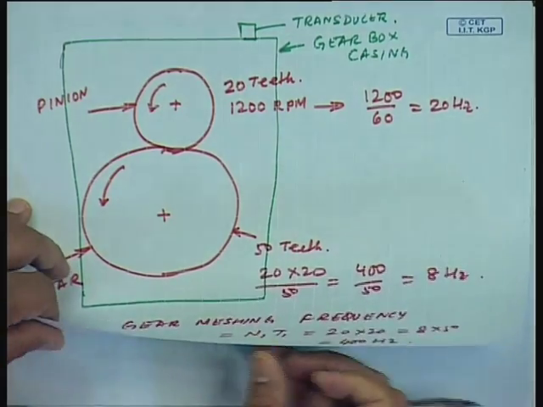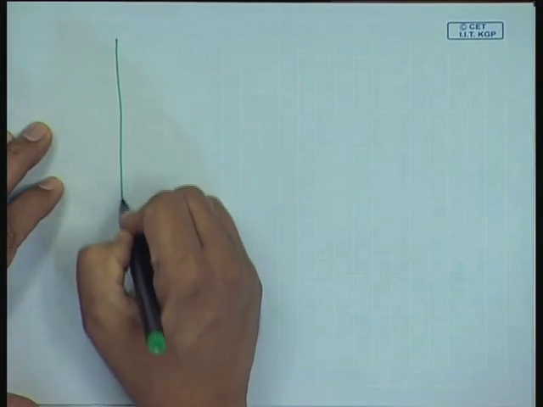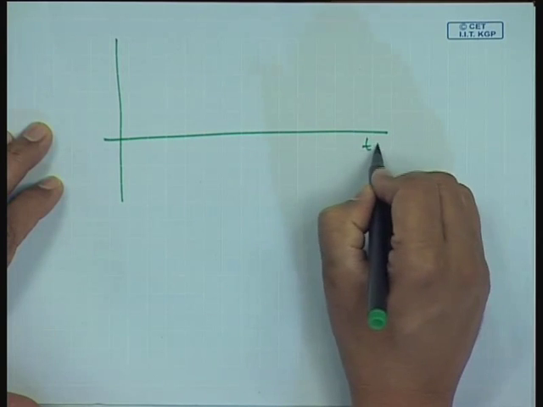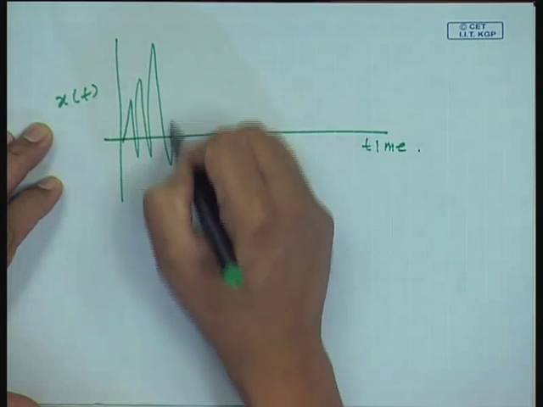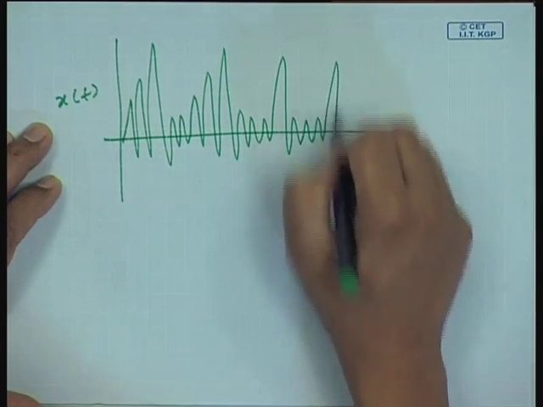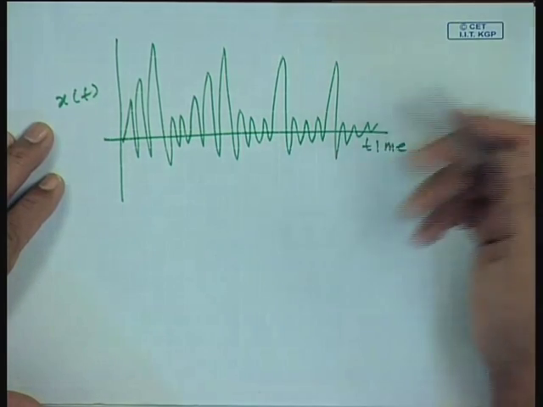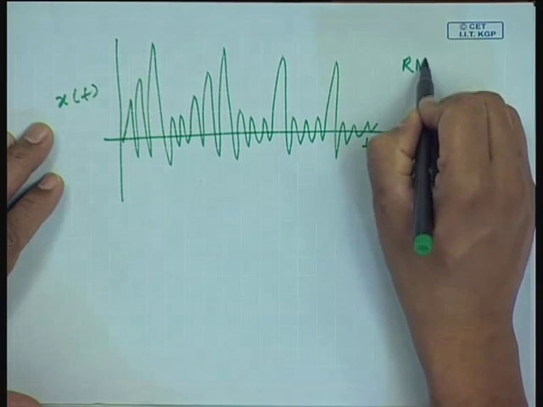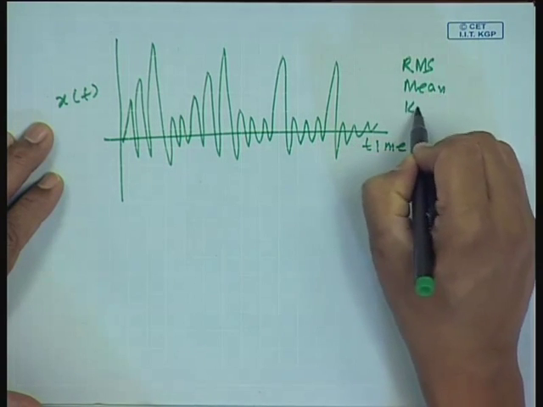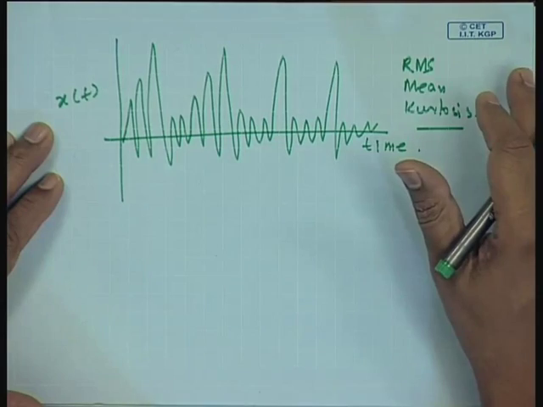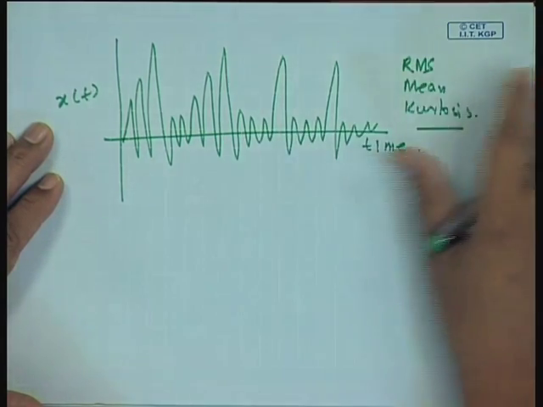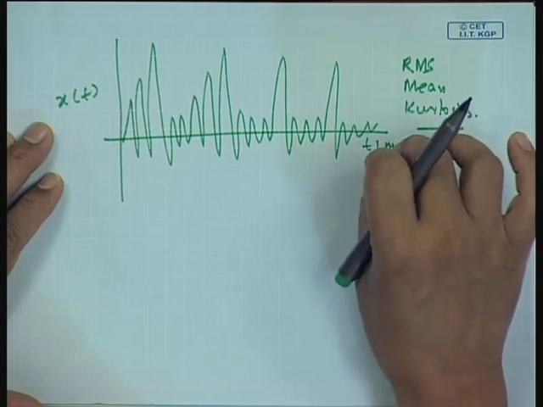It may so happen if I look into the time history of the signal which I have measured, I will get something here, but at most the analysis I do in time domain is I can find out their RMS, mean, kurtosis, etcetera, but this will only give me a relative measure of the strength of the signal, and that is all. I cannot pinpoint whether my fault has occurred in a pinion or a gear.